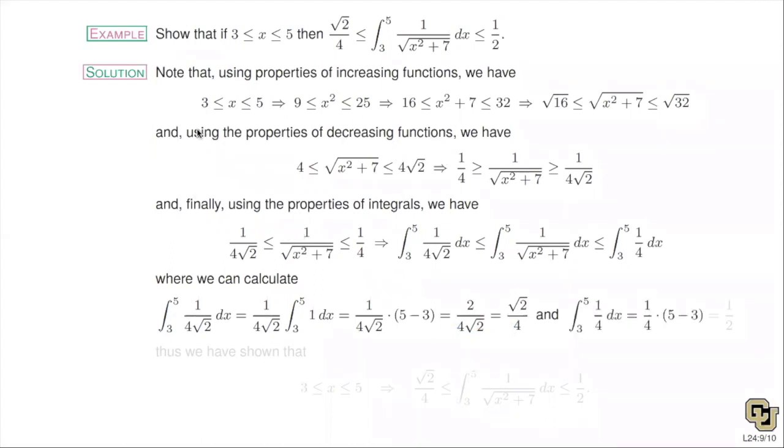And the other integral is basically the same idea. I pull out the 1/4, then the integral of 1 dx from 3 to 5 is just 5 minus 3 times 1. It's just the area of a rectangle of height 1 and width 5 minus 3. So here I get 2/4 or 1/2.